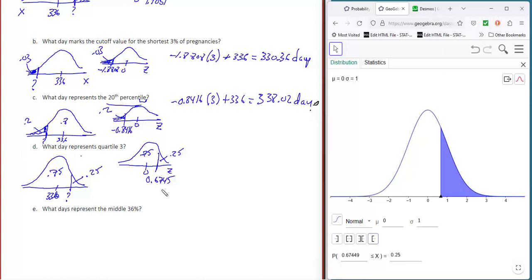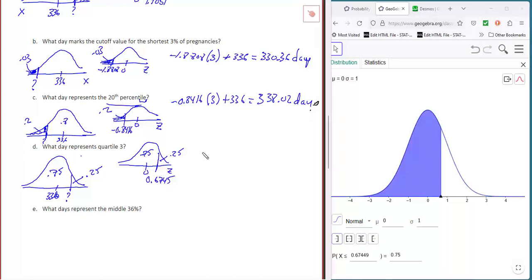I rounded that, notice I went 0.6745, but it's the same number, right? Let's just verify. Yep, look at that. So notice it's changing from upper 25% to the lower 75%. The number here is staying exactly the same. The z-score doesn't change because this is a cutoff. So now I'm going to come over here, enter 0.6745. Oh, sorry, positive.